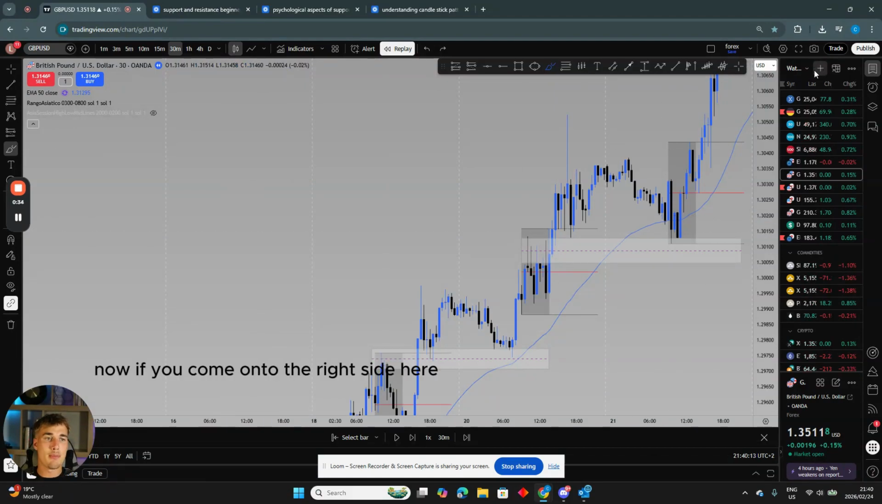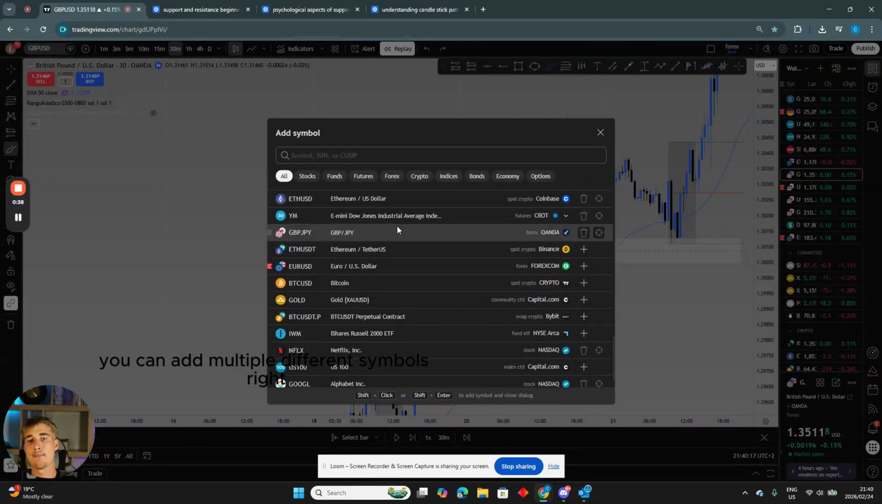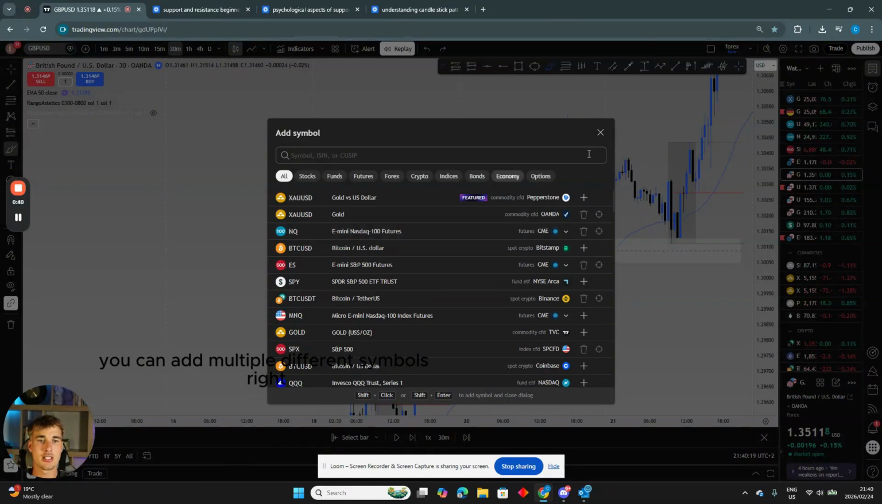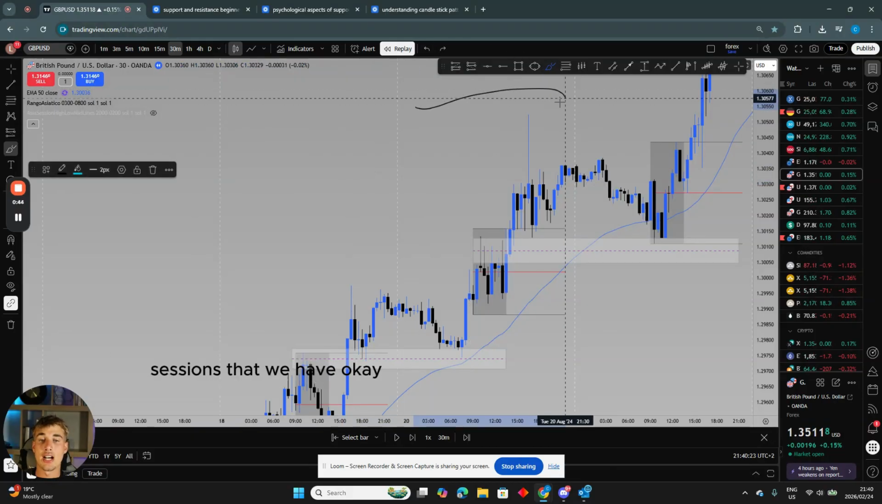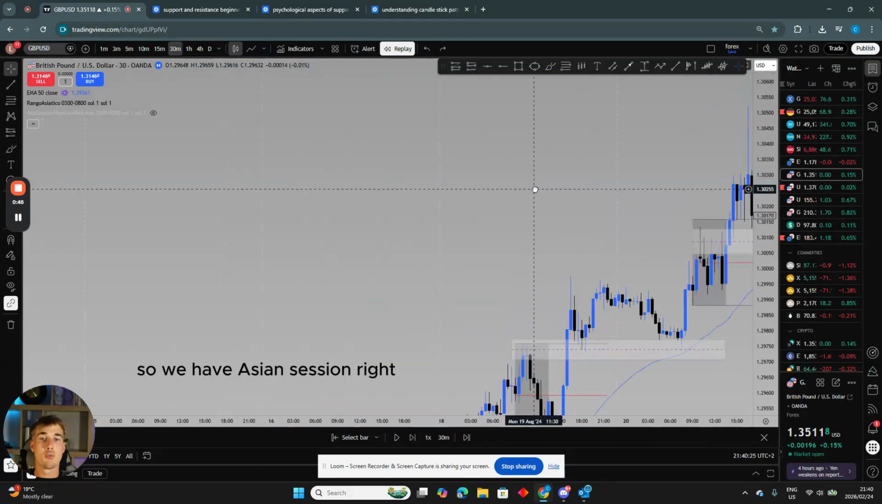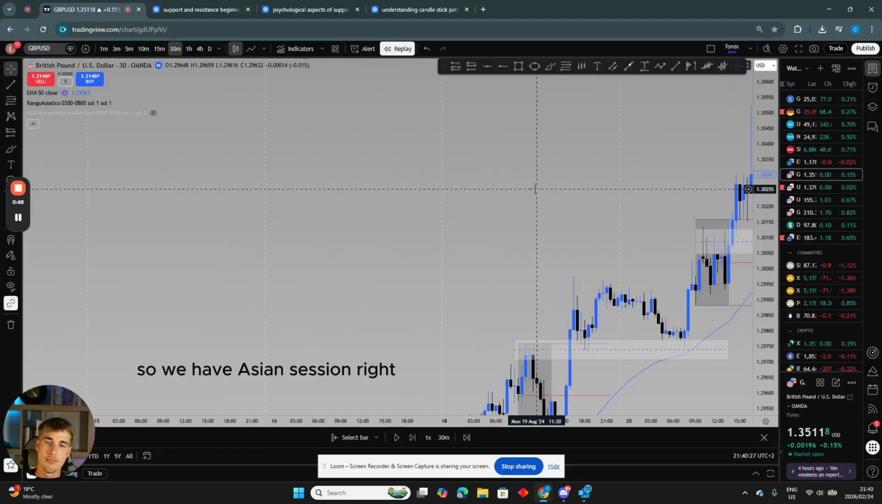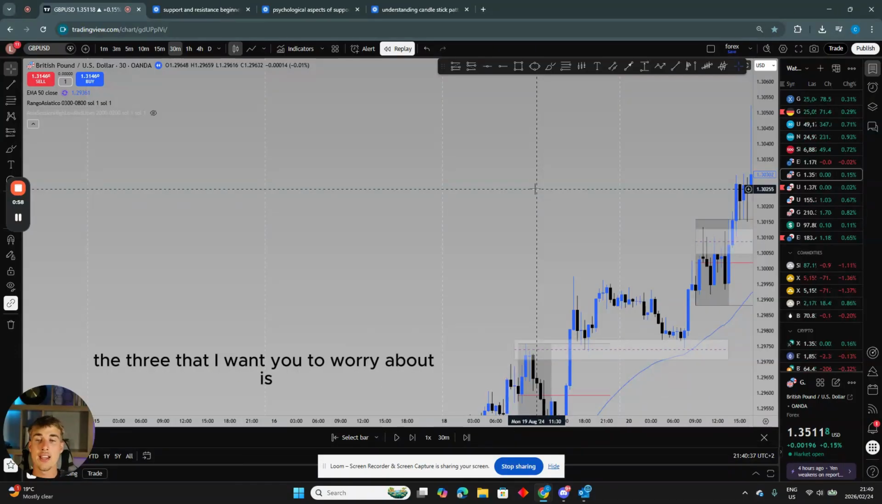Now, if you come onto the right side of your TradingView platform, you can clearly see that you can add multiple different symbols, right? Something very important to understand is the different time sessions that we have. We have Asian session, London session, New York session, and then Sydney session. The 3 that I want you to worry about are Asian session, London session, and New York session.